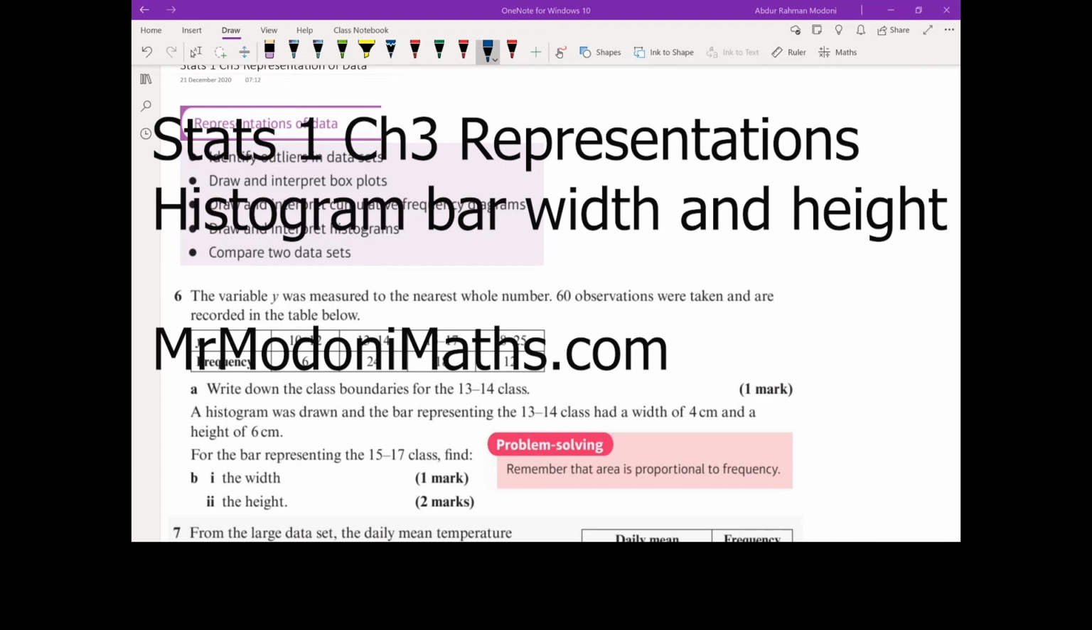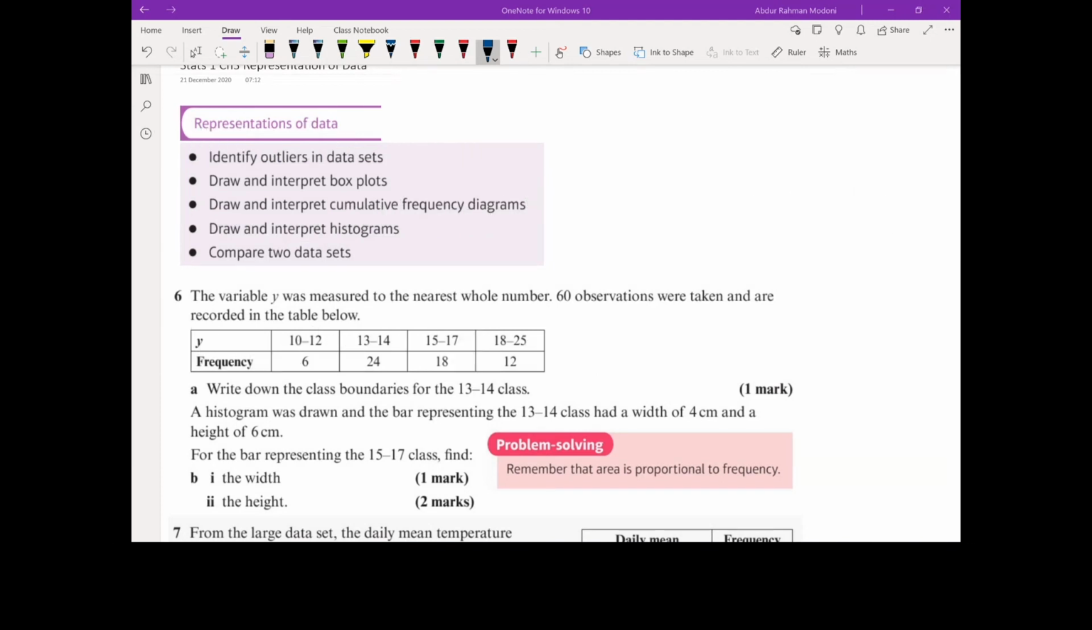Representation of data. There's quite a few ways we can represent data. We can use box plots, we can use cumulative frequency diagrams, we can use histograms. So there's quite a few ways to represent data. Venn diagrams, another way of representing data. So all the different representations you could be assessed on.